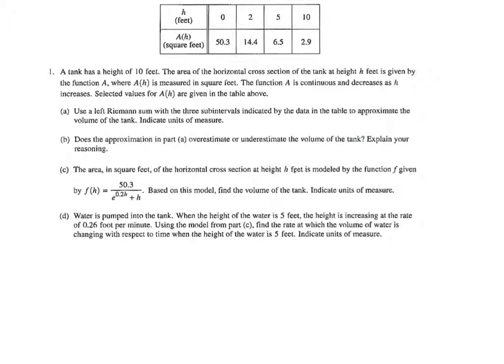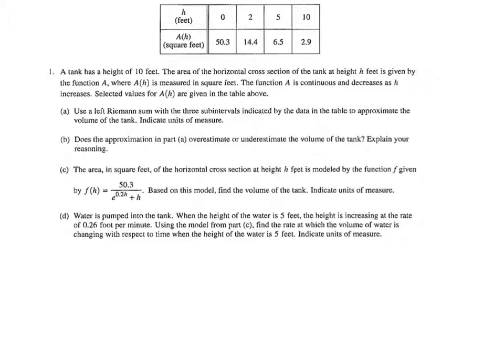So remember, with a left-hand sum, you're just using the left-hand endpoint. For this left-hand sum, you also have to recognize that this is not a regular partition. You're going to have the first interval go from 0 to 2, the second from 2 to 5, and the third from 5 to 10.